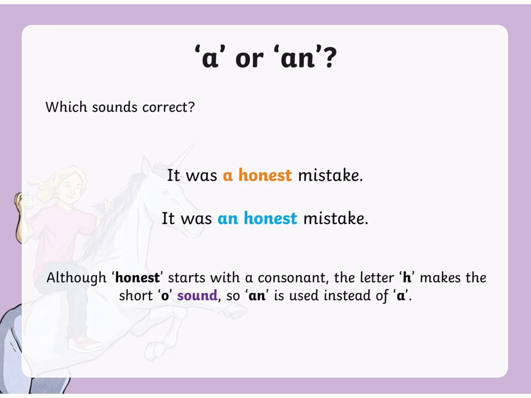There are some exceptions in English while using a or an. We have to go with the sound. For example, it was an honest mistake. Although honest starts with the consonant, the letter H makes the short O sound. So an is used instead of A. So what is used? It is an.